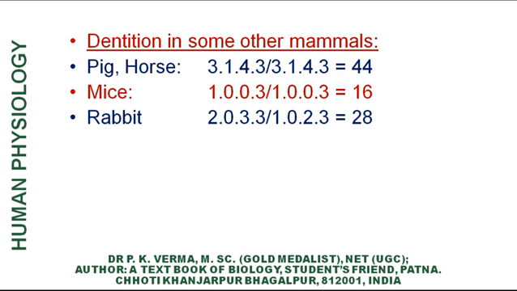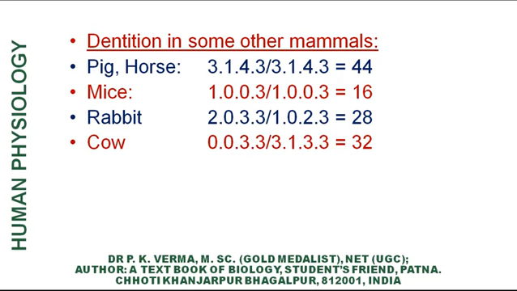The rabbit has 2033 by 1023, total 28. In rabbit, the upper jaw has two pairs of incisors. The second pair is behind the first pair. In the upper jaw, there are three premolars, but in the lower jaw, one canine, one incisor, and two premolars are present.